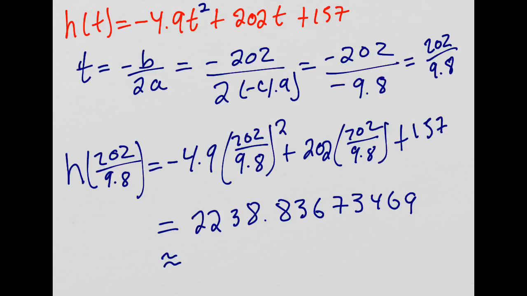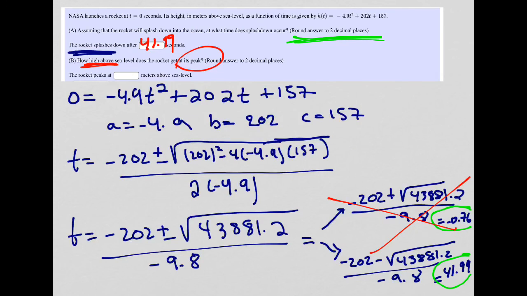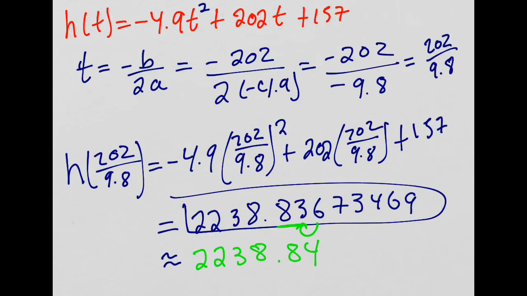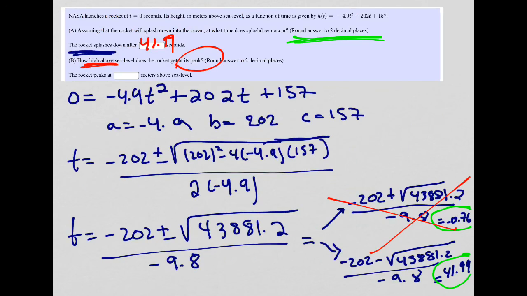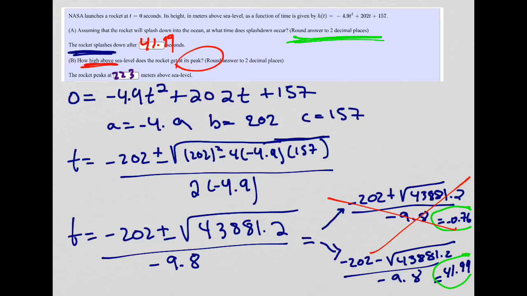Once I substitute it and put it into my calculator, this is what I get. Now I need to round my answer to 2 decimal places, so the 6 changes the 3 to a 4. So it's 2238.84. And that is the answer that will go here. What was that again? 2238.84.